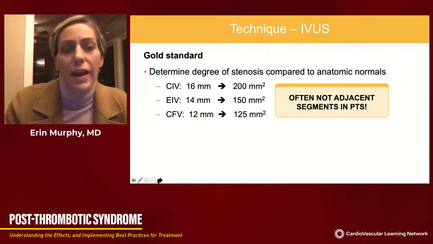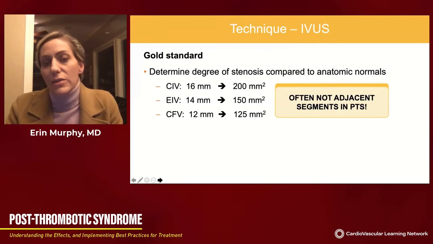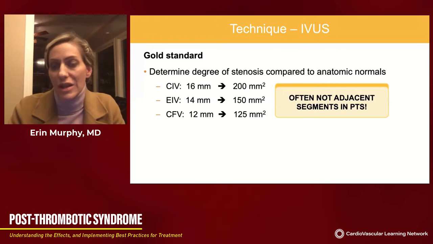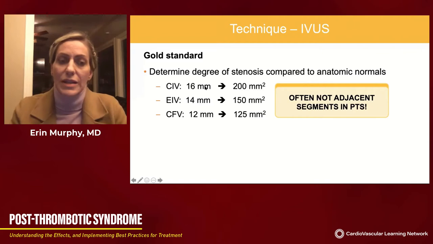After crossing the occluded segments, the next step is intravascular ultrasound. I use this to determine the proximal and distal extent of the disease and the degree of stenosis. In many cases of non-thrombotic patients, you can compare to adjacent segments in the vein or to contralateral vein. I find in post-thrombotic patients, you're really shooting for an ideal anatomic normal. And so I tend to use these guideline numbers.